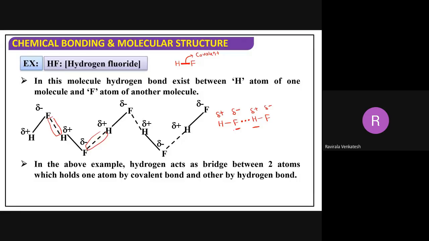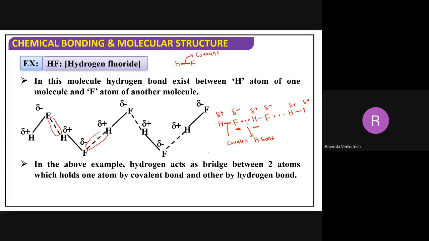Hydrogen, you read in the textbook what definition they gave. They simply said hydrogen from one molecule, fluorine from another molecule. Correct or not? Again, similarly, fluorine and hydrogen: positive character, negative character. Now I am saying this is a covalent bond. This is actually the covalent bond. This one is actually the hydrogen bond.